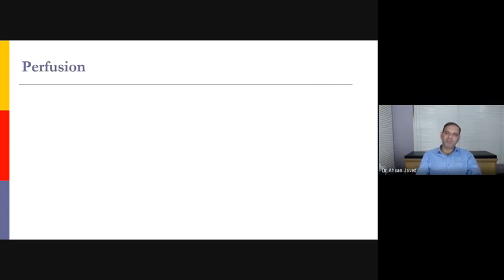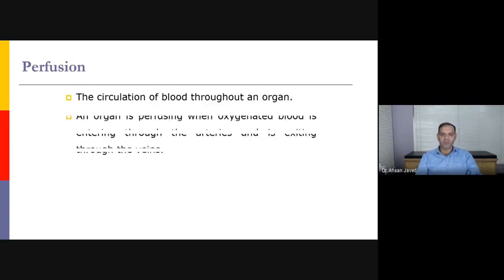Now, as we are going through the internal hemorrhage and bleeding and external hemorrhage and tissue damage, there is a term which is known as perfusion, and perfusion is the circulation of blood through an organ or a tissue.